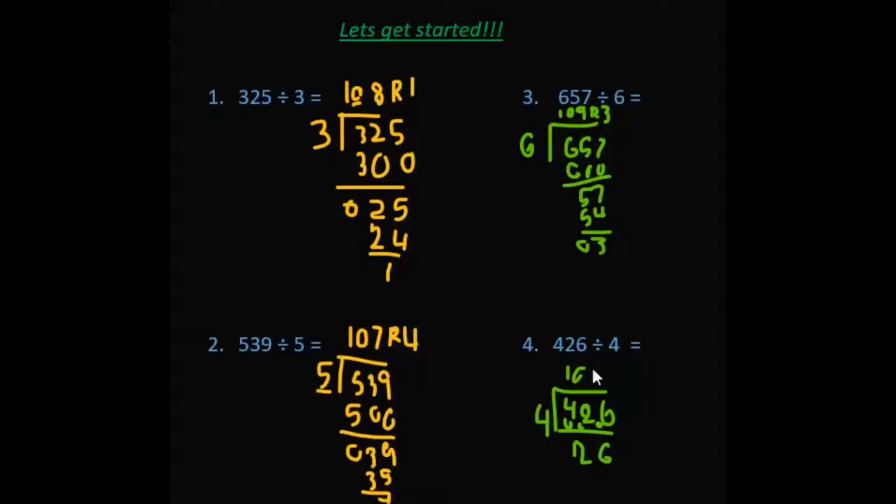Okay, so 106. Okay, and 26 minus 24 is 2. We don't need to do any subtracting for that. We just know it's 2. So we can put in our remainder 2. Okay, oh, look at that. 106, 107, 108, 109.